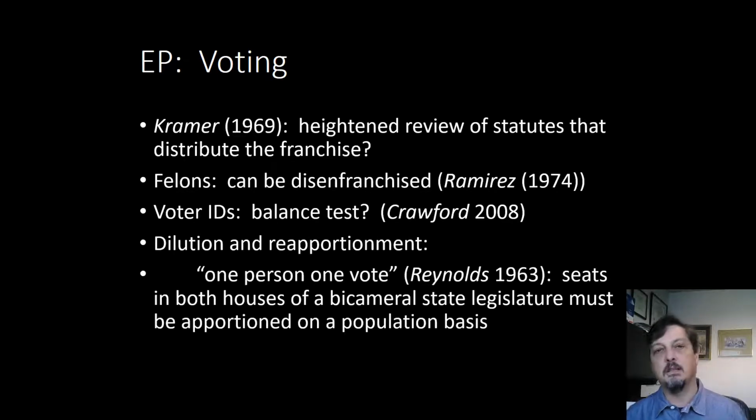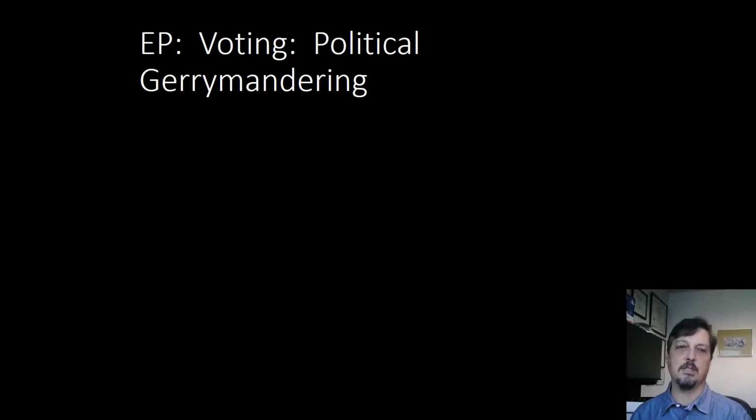We also talked about dilution and reapportionment, and this is kind of getting back to this question of how a state legislature sets up its legislative districts. And we said the basic principle there is one person, one vote. And this means that seats in the houses of a state legislature have to be apportioned generally on a population basis, so that each person's individual vote has the potential to have the same effect as any other individual person's vote.